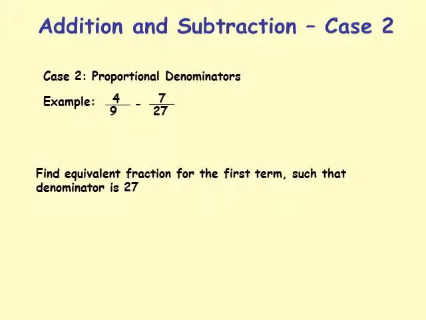Let's see what we do here. Find an equivalent fraction for the first term such that the denominator is 27. So we convert that to an equivalent fraction to get 27 in the denominator. What are we trying to do? We're trying to solve this equation: what divided by 27 equals 4 over 9, and that is 12 over 27. 27 is 3 times 9, so we have to multiply 4 by 3 to get 12. So the what here is 12.